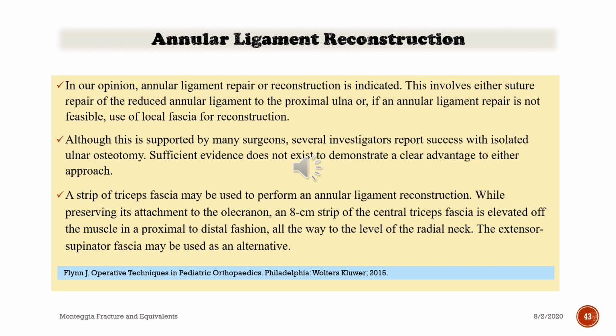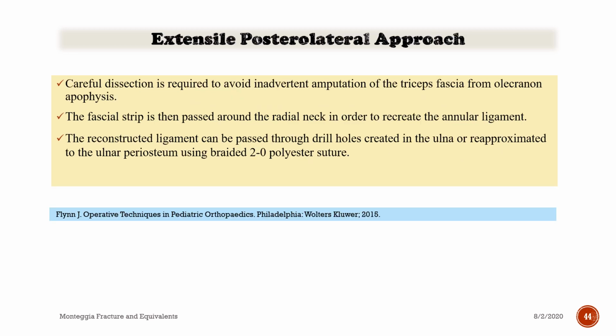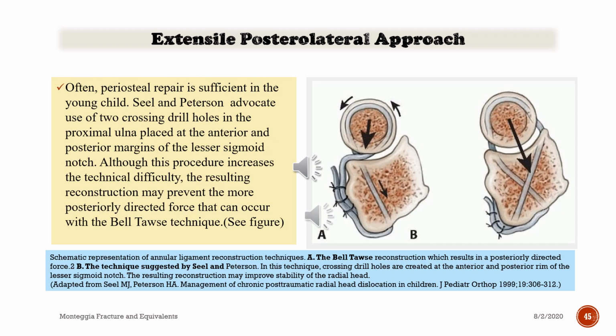A strip of triceps fascia may be used to perform an annular ligament reconstruction. While preserving its attachment to the olecranon, an 8 cm strip of the central triceps fascia is elevated off the muscle in a proximal to distal fashion, all the way to the level of the radial neck. The extensor supinator fascia may be used as an alternative. Often, periosteal repair is sufficient in the young child.